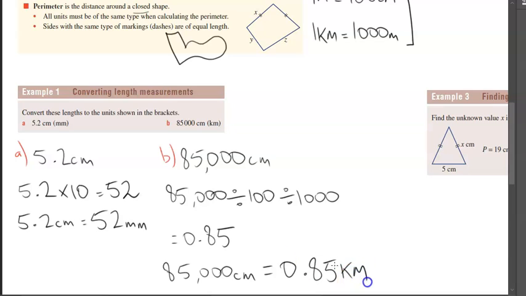0.85 kilometers. Sorry, that was Monty asking me where the iPad charger is.